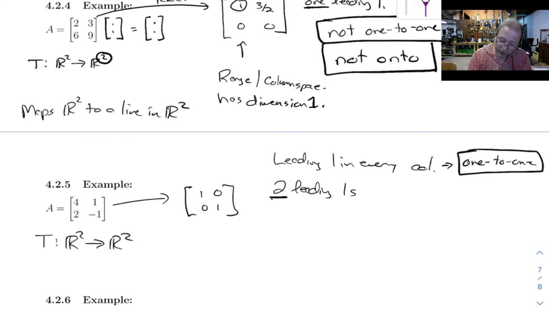The fact that you have two leading ones means that the range is a plane. Maybe I should say the range is two-dimensional, 2D, also known as a plane. And it's a plane within R2, and the only plane in R2 is just the plane itself. So therefore, it is onto.